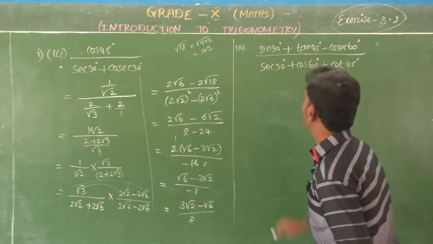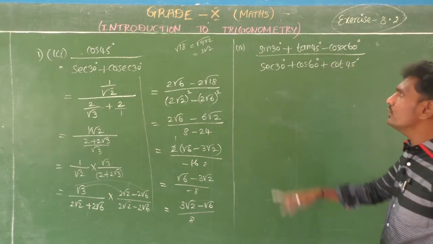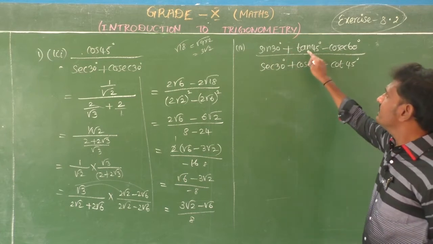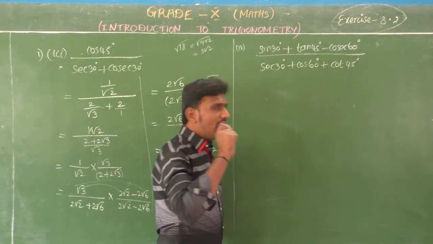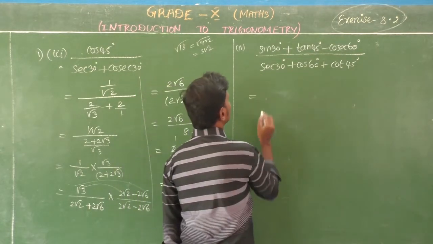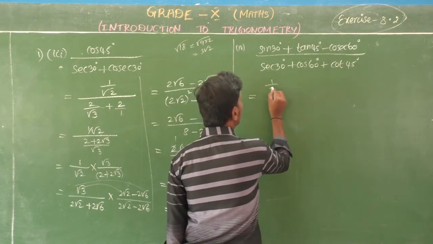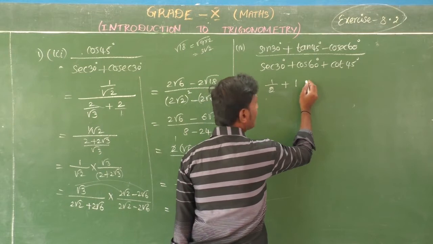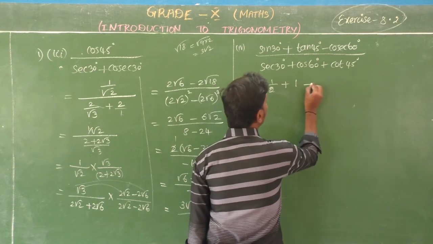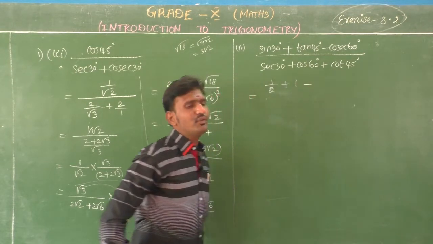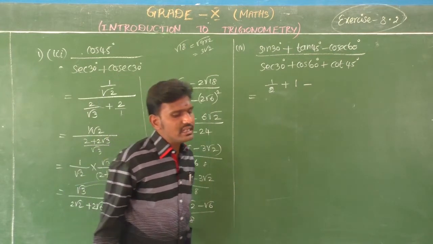Okay. So the next question is, listen carefully all of you, sin 30 degree plus tan 45 degree minus cosecant 60 degree the whole divided by secant 30 degree plus cos 60 degree plus cot 45 degree. Okay, so already I told you, you have to be thorough in the trigonometric table. So now I am going to substitute. Sin 30 has a value of 1 by 2 plus tan 45 is 1. Tan 45 and cot 45 both are equal to 1, minus cosecant 60 degree, and before that you should know sin 60. Sin 60 is root 3 by 2.